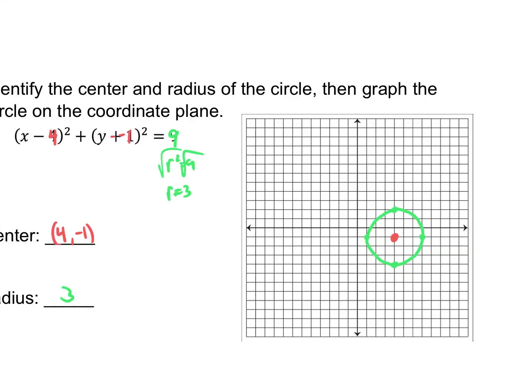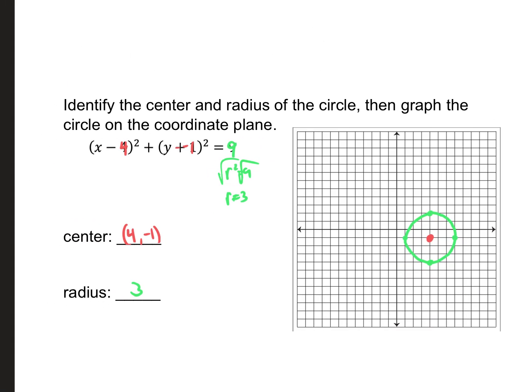Okay? So identify h and k. Figure out your radius by solving r squared equaling that number. Get yourself an approximate radius or the exact radius and graph. Put those together.